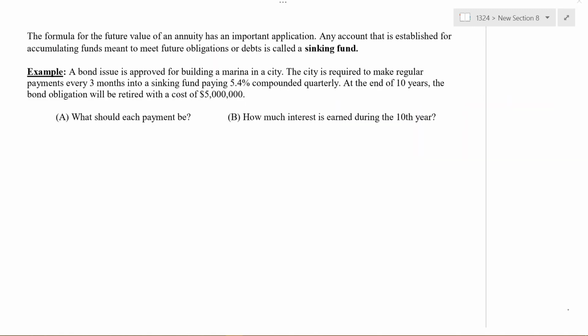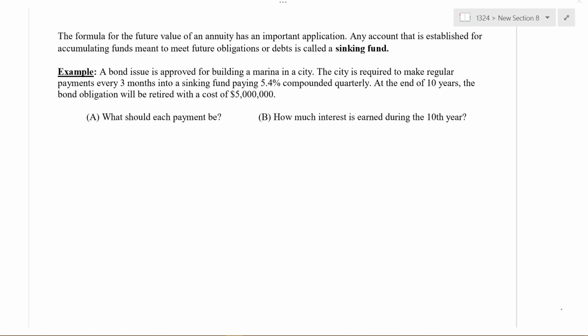Future value annuities have an important application. Any account that is established for accumulating funds that is meant to meet future obligations or debts is called a sinking fund. So when you're doing a word problem and you see the words sinking fund, then you can know that we're talking about a future value problem.